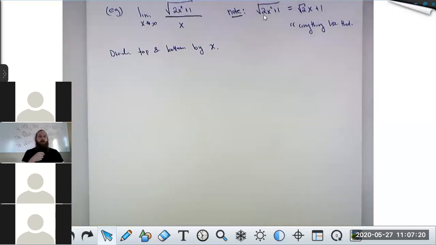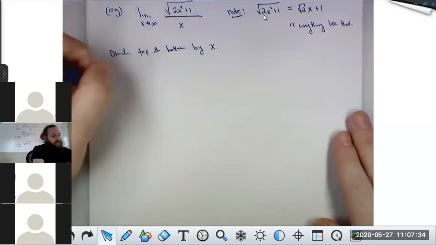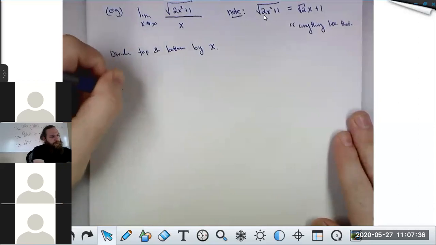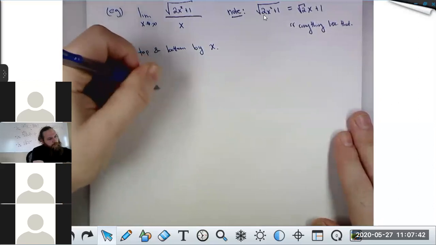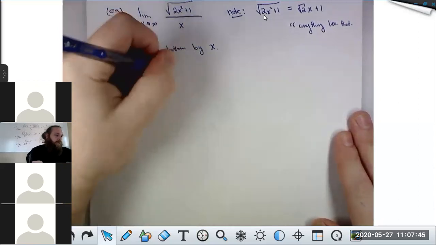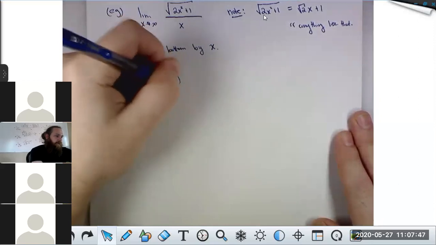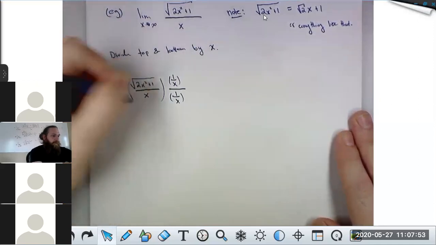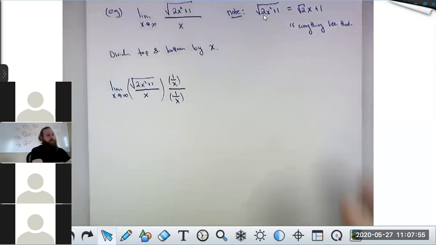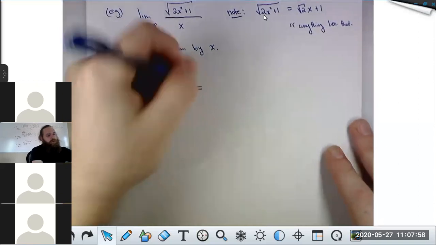So the fastest growing term upstairs is an x squared, but it's under a square root. So it's going to behave more or less like x. And the fastest growing term downstairs is definitely just x, because that's all that there is downstairs. So the limit as x approaches infinity of the square root of 2x squared plus 1 over x looks like this if I divide top and bottom by x. Now downstairs, 1 over x times x, that's easy, that's just 1.